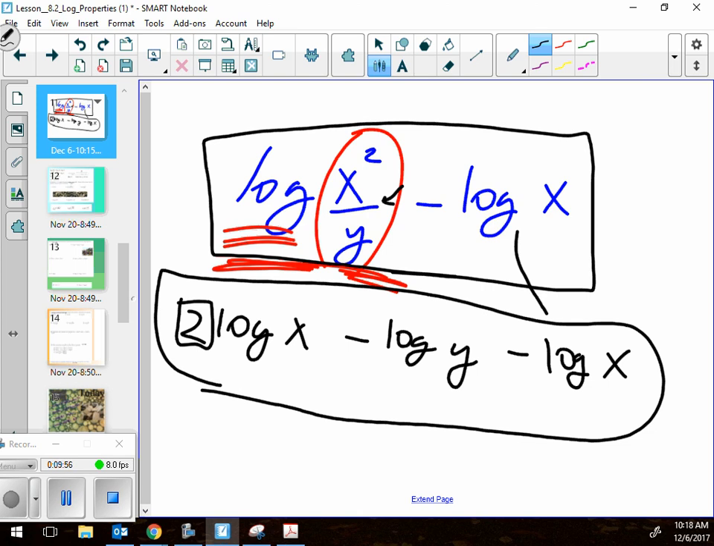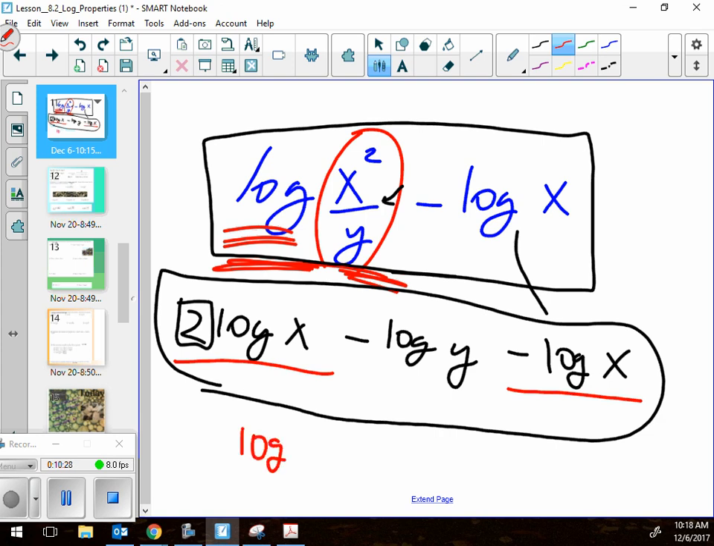Now, it's expanded all the way. And the directions are usually expand and simplify. Did somebody find a way to simplify it further? Yes. 2 log x, and that other one over here, minus a log x. And if I have 2 of them and I subtract 1 of them, I get 1 left. That's right. So then that leaves us with just log x.